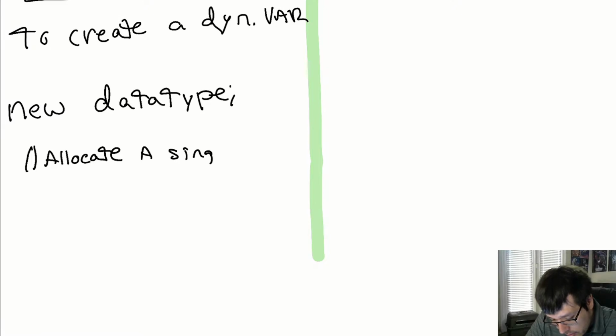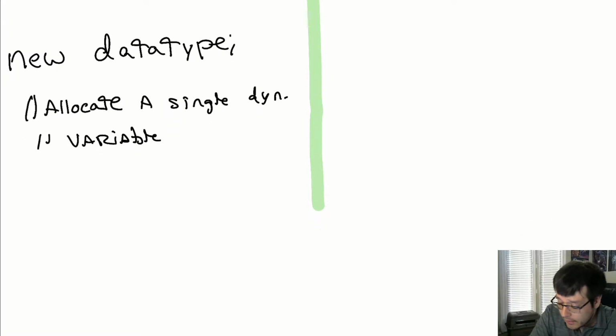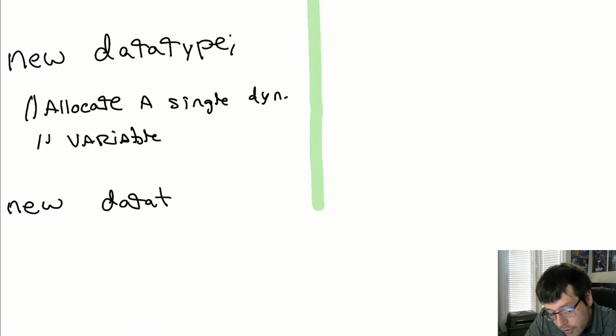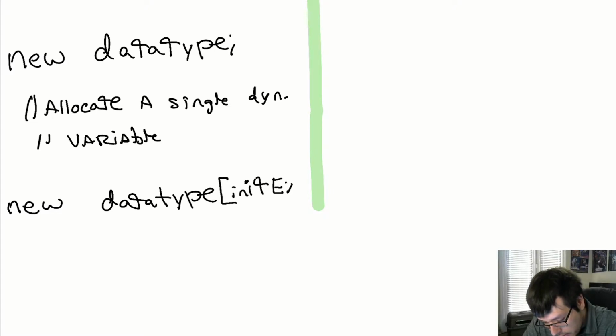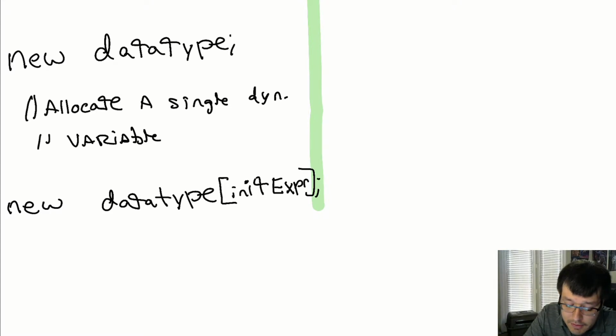a single dynamic variable, okay? And while we're at it, if you would like to allocate more than one variable, like an array, then you would use the following syntax. So you would say new, you put your data type, and I'll show you examples of this, of course, tons of them for the rest of the semester. And then you put some sort of initialization expression in here, and your semicolons. What this means is, if I would like to create an integer array of size 10, you would say something like new int, and then put a 10 in here.